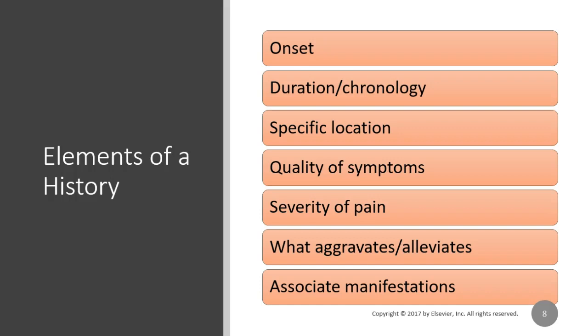Is there a specific location? Can you point to it? Can you show me? Is there a spot where there's a lump? Anytime there's a lump, we usually put a marker on it so that we can show the doctor exactly where it's at. The quality of the symptoms.